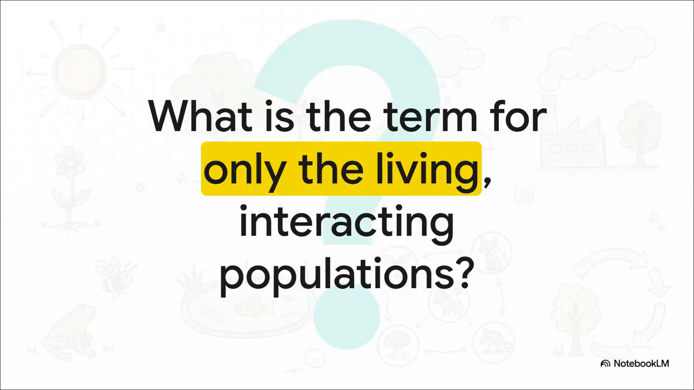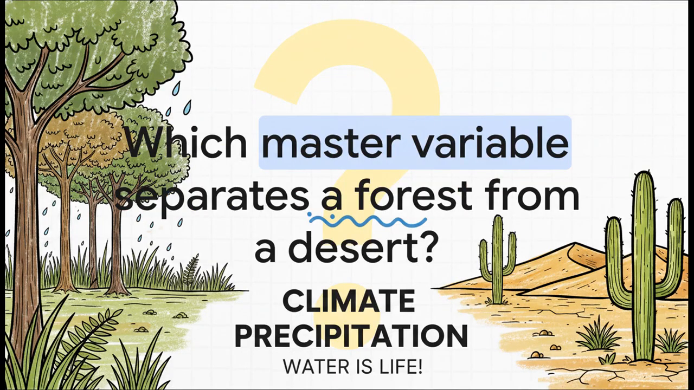Question 2. Let's go back to the basics. What do we call all the living populations interacting in one spot? That is a biological community. Easy points. Okay, next up. Think back to that Whittaker diagram. What's the main master variable that decides if a place becomes a lush forest or a bone-dry desert? It's climate, but specifically, it's precipitation.